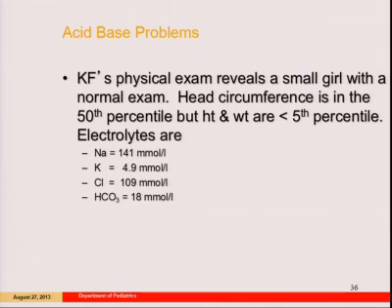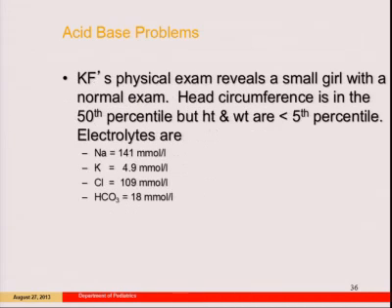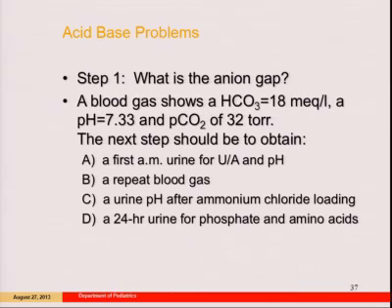Her physical exam reveals a small girl with a normal exam. Head circumference is 50th percentile, but height and weight were the 5th. These are her electrolytes. Step 1, what is the anion gap? It shows a bicarb of 18. Just to go back, she's got a normal gap, 109 plus 127, so it's a gap of 14. So that's a non-gap acidosis.